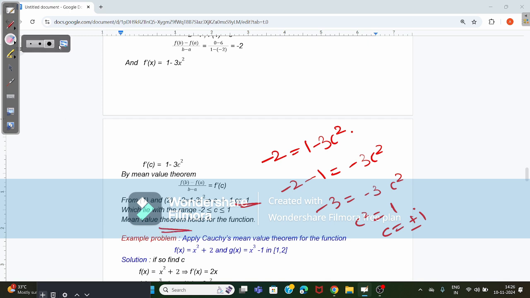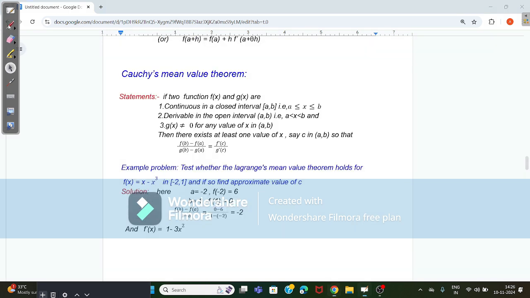Okay, now comes the concept of Cauchy's mean value theorem. If two functions f of x and g of x, here we have to consider two functions f of x and g of x, are continuous in the closed interval a comma b, where a is less than or equal to x is less than or equal to b, and derivable in the open interval a to b, and for all values of x in a comma b, g dash of x should not be equal to 0 here.